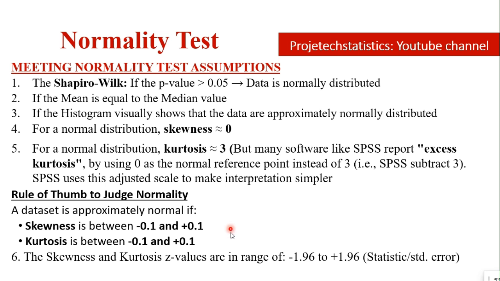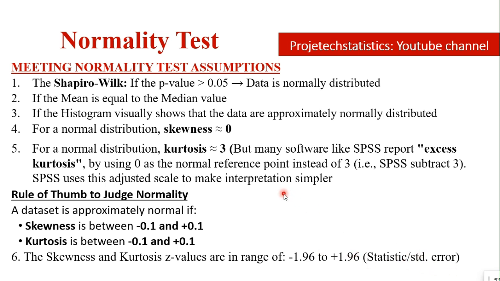Now, another way you can know that a distribution is normally distributed is if the Z values of the skewness and kurtosis are in the range of minus 1.96 to plus 1.96. You get this by dividing the statistic by the standard error. We're going to see in the SPSS output how we can compute it. This is very important for you to know because it's a good confirmation. And in doing that, make sure that you add back the 3 that has been subtracted from the kurtosis before you do your division.